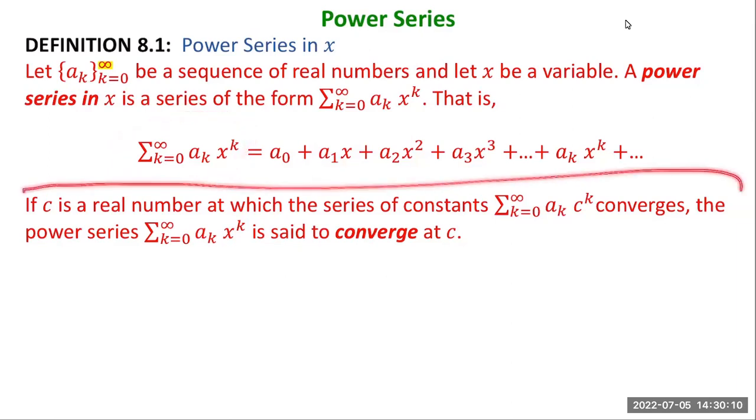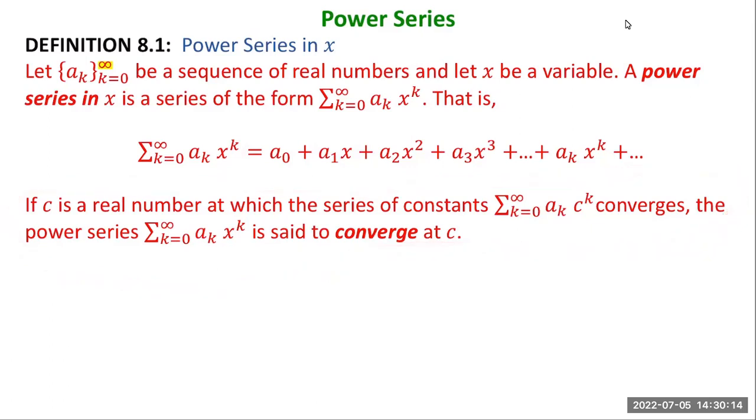All right. This is the most important part in this definition. When do we say that the power series converges at a point x is equal to c? Here is the definition. If c is a real number at which the series of constants, sigma k goes from 0 to infinity, a_k, c to the power k, converges, the power series, sigma k goes from 0 to infinity, a_k, x to the power k, is said to converge at c. What this tells you is that if the series obtained by plugging x is equal to c in this series converges, then we say that this power series converges at x is equal to c. Okay. That's what this definition tells you. All right. Let's move on.